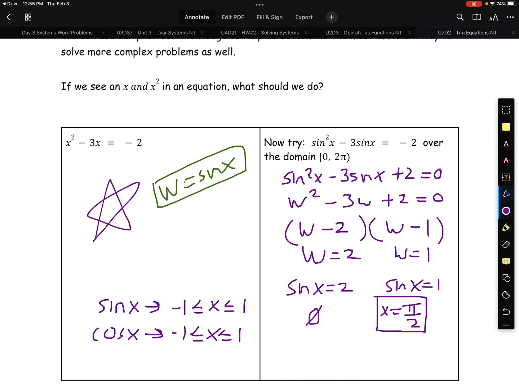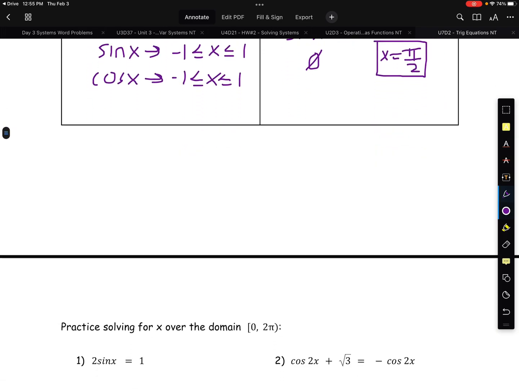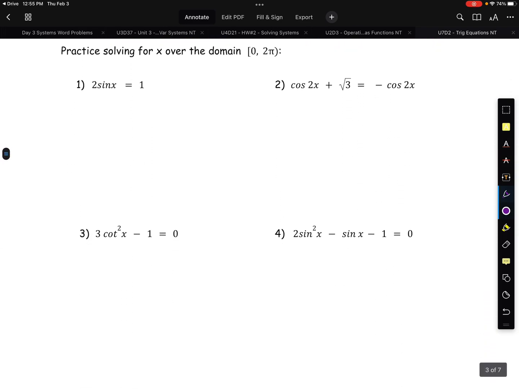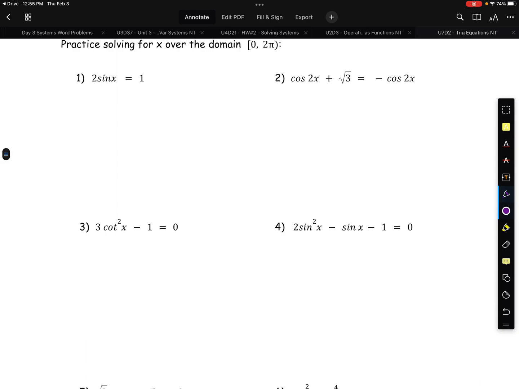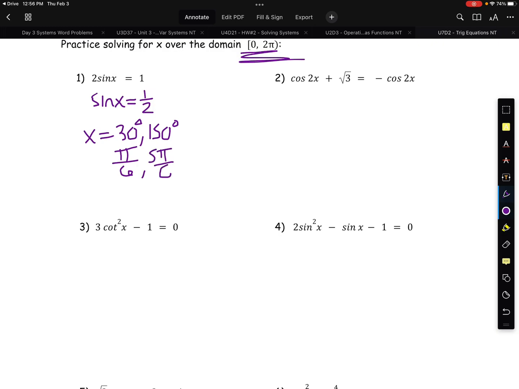Okay, moving on. So looking at this worksheet, we got some good practice problems here. So if I work through some of these, divide by 2, sine x equals 1/2. All right, where's sine 1/2? We're talking about 30 degrees, and we're talking about 150. But if we're talking between 0 and 2 pi, we got pi over 6 and 5 pi over 6. Okay, that's our most basic one on this page.